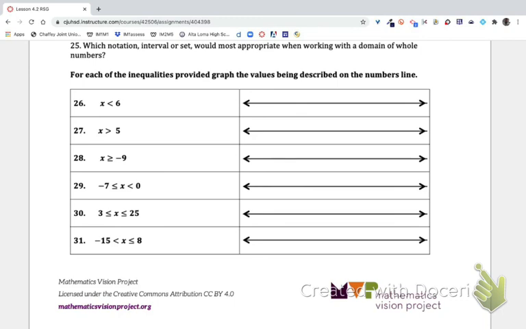For 26 through 31, we are going back in the day to when you did stuff on a number line. So you've got x is less than 6. I mean, you could put out some marks, but the big thing here is open circle going left. And this right here is telling me open circle going left. You could say x is greater than 5.